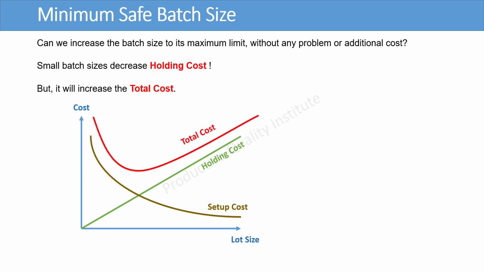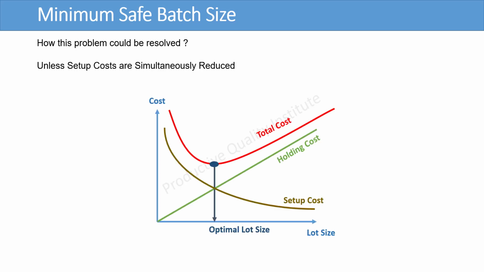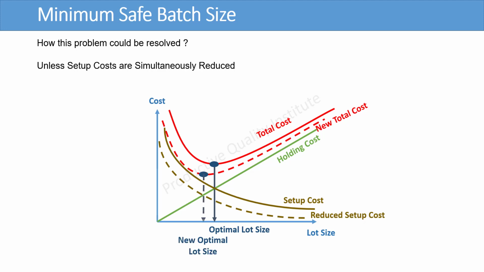The total cost is the sum of holding cost and setup cost. The optimal lot size is a set point designed to minimize the cost of setup and holding costs together. So, even with this model, if we want to make a smaller lot size, the total cost will increase. How could this problem be resolved? Unless setup costs are simultaneously reduced, setup cost reduction results in a new total cost curve. This will solve the problem and result in a new optimum smaller lot size.